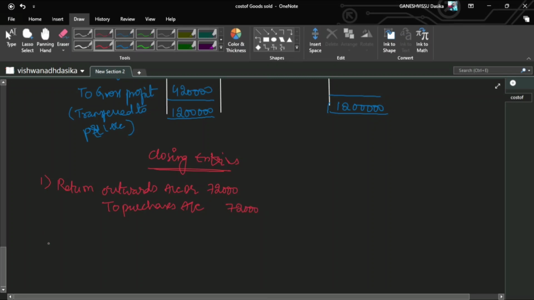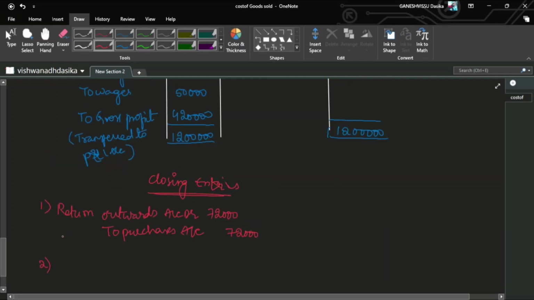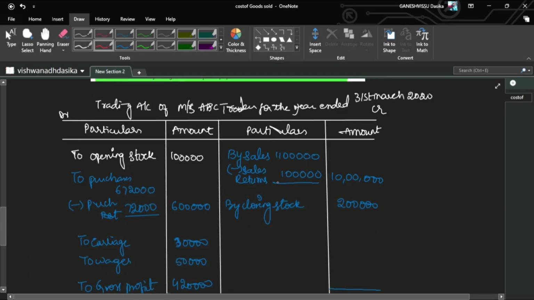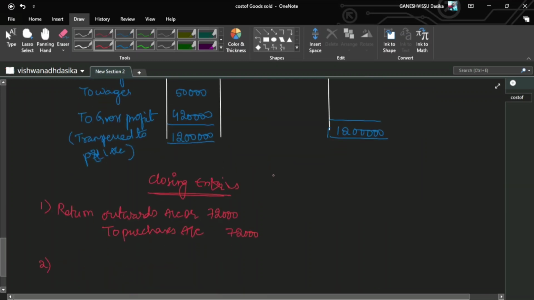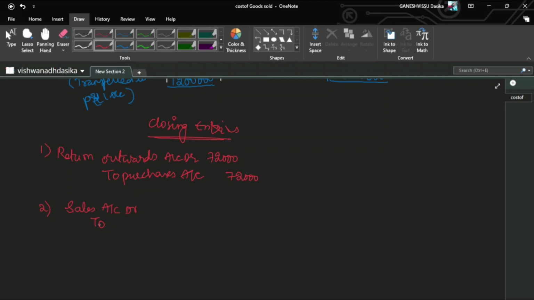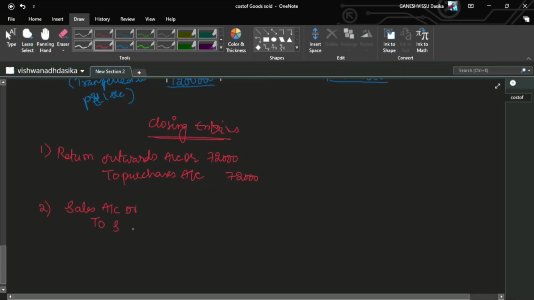The first closing entry is this one. Next one is what? We are deducting the sales, so we have to debit the sales. Sales account debit. See, if we want to decrease the credit item, we have to take it to the opposite side. That means the opposite of credit is debit. So we have to debit the sales to decrease the sales, to sales returns, or we can write returns inwards to sales returns account. I think this is 1 lakh rupees.